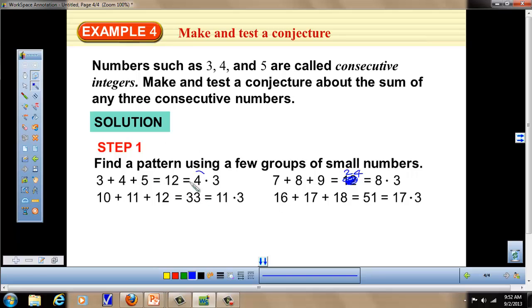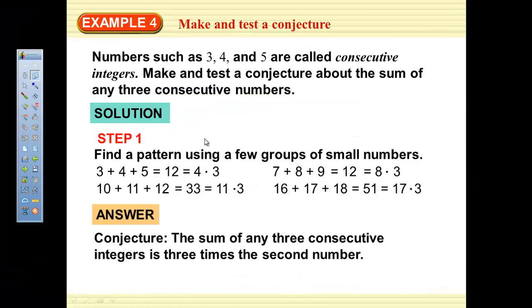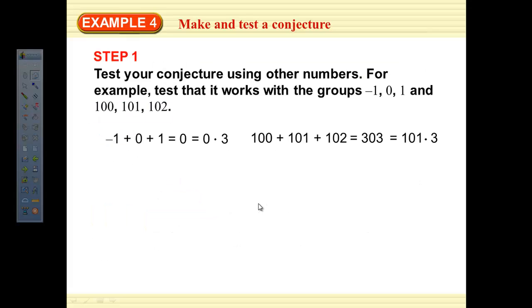But if you notice, 4 ends up being the middle number here, 11 ends up being the middle number here, 8 is the middle number here, and 17 is the middle number here. So not only do we get a multiple of 3 when we add consecutive integers, but it also ends up being 3 times whatever the middle number is. So that's our conjecture. Our conjecture would be the sum of any 3 consecutive integers is 3 times the second number. And if we're not sure, we test it a little bit more.